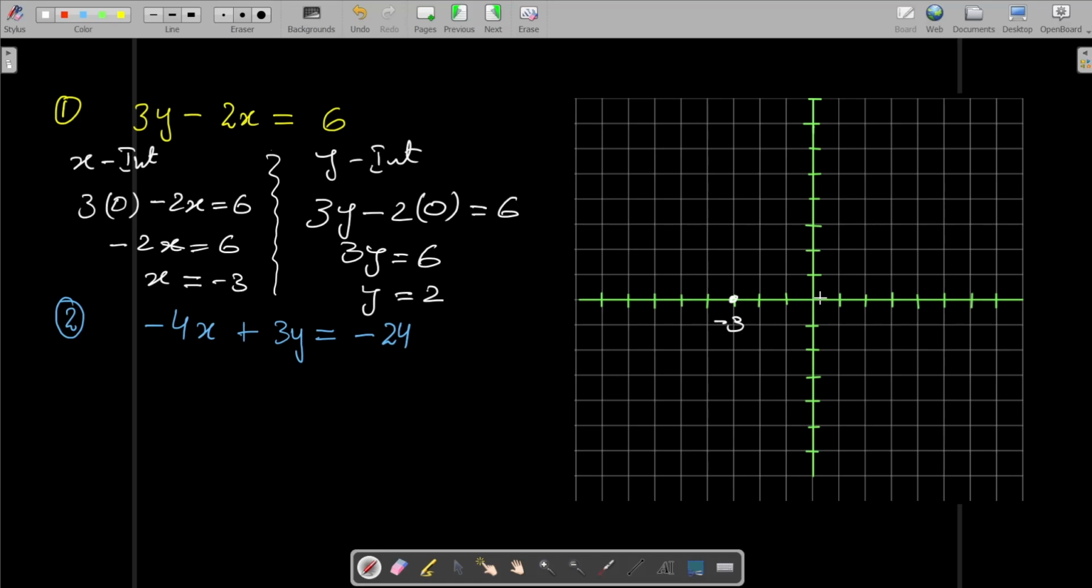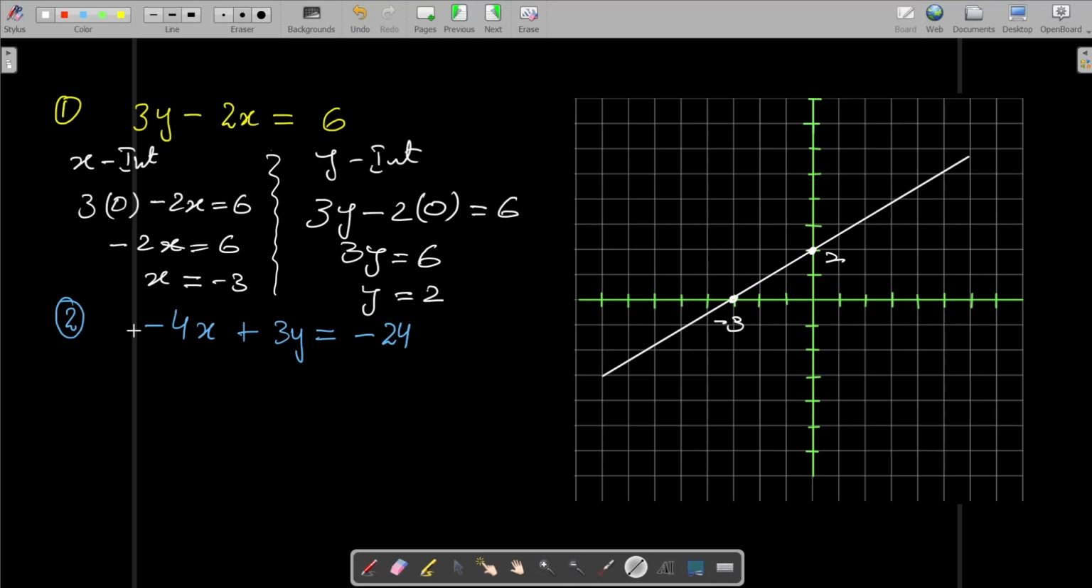Just go on the y-axis and just count where exactly 2 will be. So this is 1 and this is 2. So this is the y-intercept, which is 2. So all you have to do now is just join these 2 points in order to make a straight line, which is represented by this equation right here.